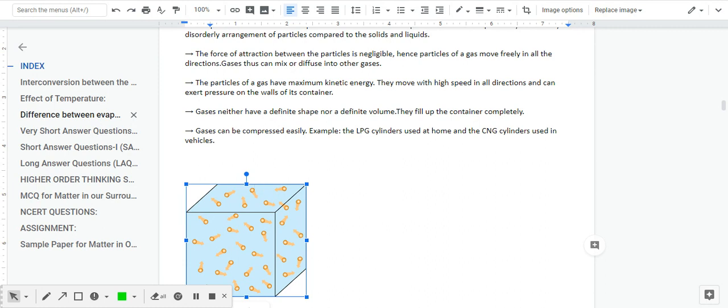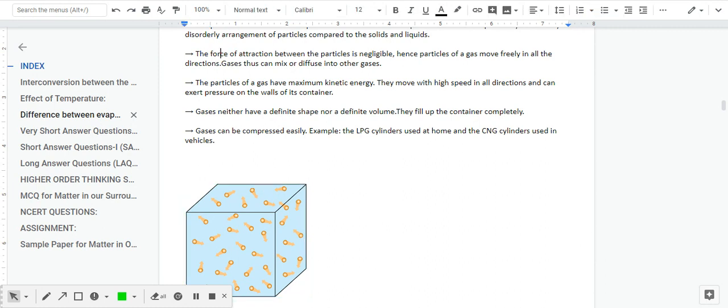As we have explained earlier, the force of attraction between the particles is negligible. So in this, as you can see, the force of attraction between the particles is quite small. That's why we have used this word negligible. Negligible doesn't mean they don't have it. It is having, but it is quite small. Hence, particles of gases move freely in all directions quite easily. Gases thus diffuse into other gases.